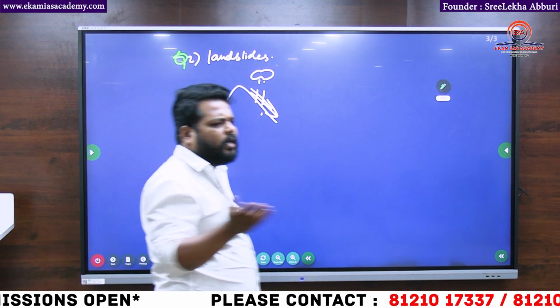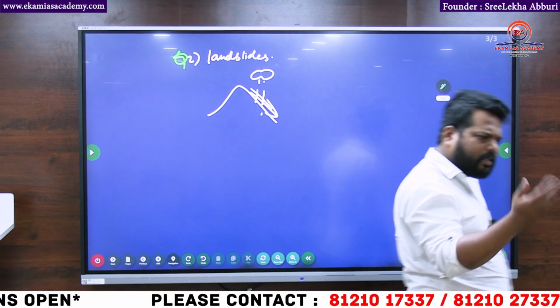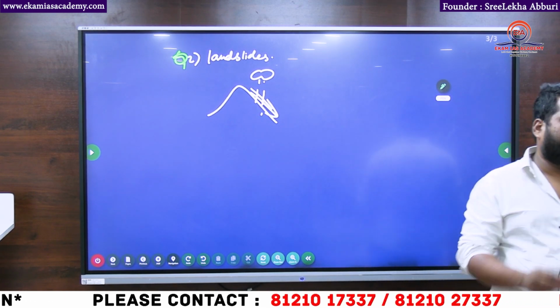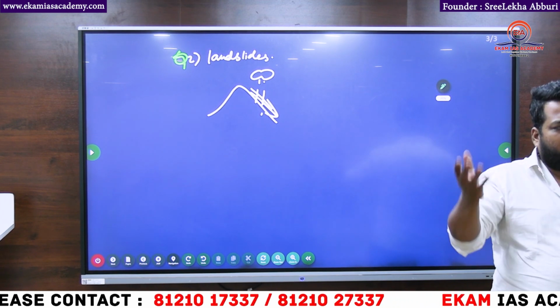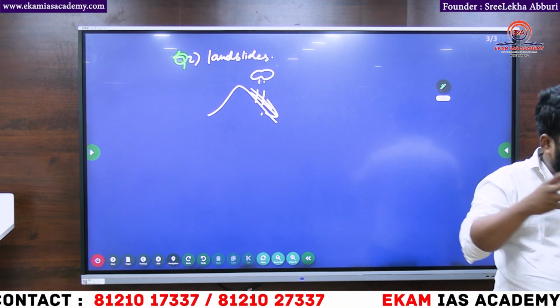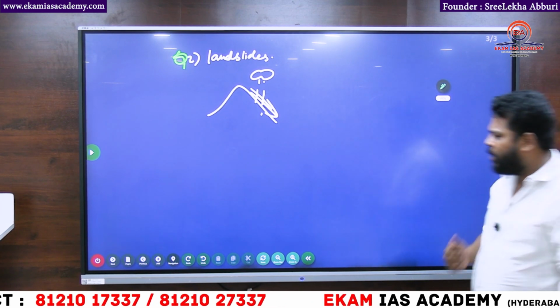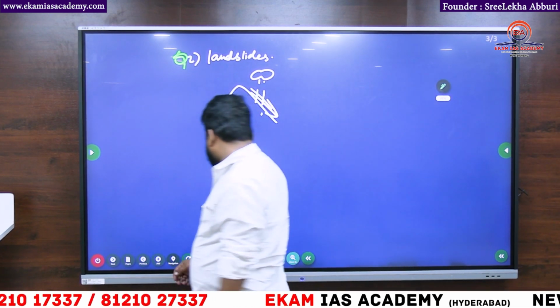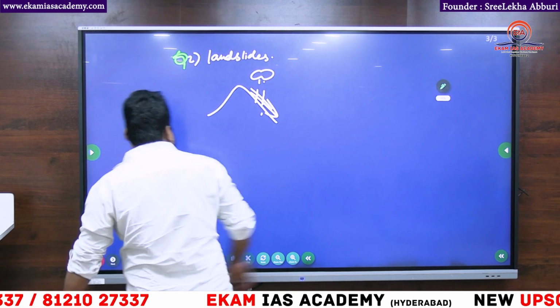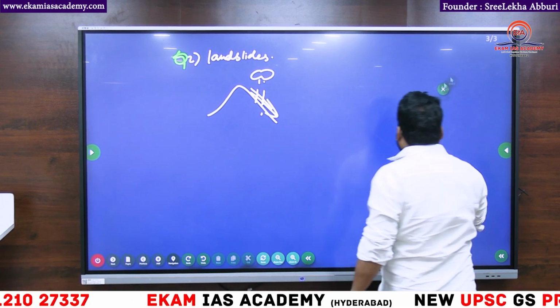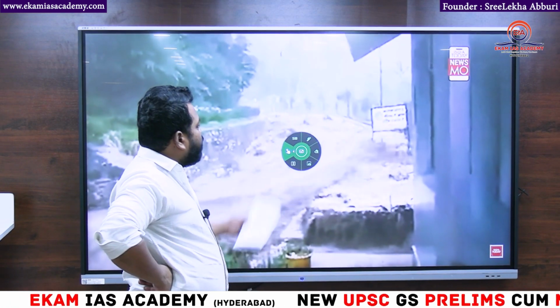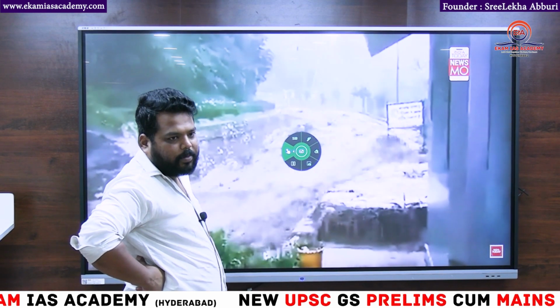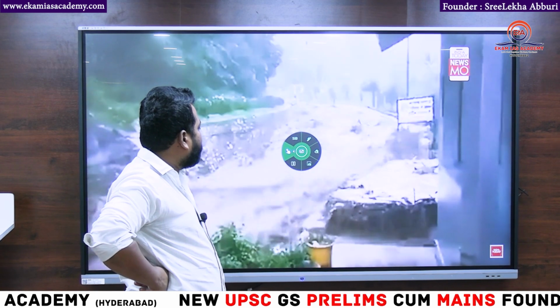Here also in urban areas we generally see this cloudburst, but we don't understand. Suddenly we face heat, and once we go outside suddenly it starts raining. It is also an accumulation of cloud at one area. I'll show you one video regarding the cloudburst, which has taken place in Himachal. So the Uttarakhand floods are attached with this particular cloudburst itself.